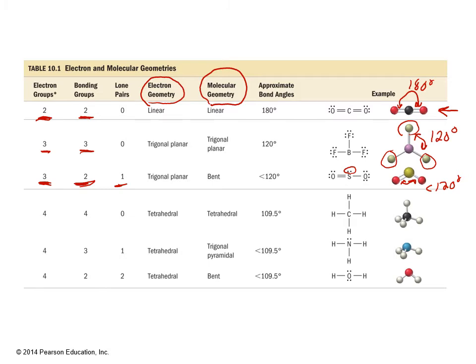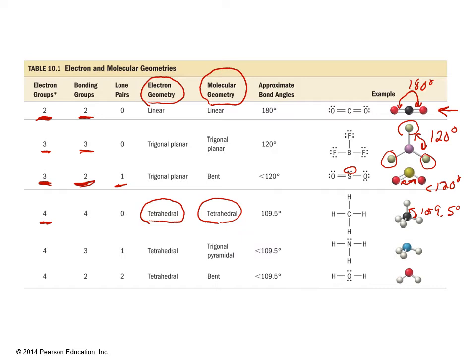We now have the case where we have four electron groups. If they are all bonding, our shape is tetrahedral. And our molecular geometry is also tetrahedral when they are all bonds. The reason for this is if we put flat sides on each of the faces, it would be a tetrahedron. So we call it tetrahedral. The angle between the bonds is 109.5 degrees between each bond.